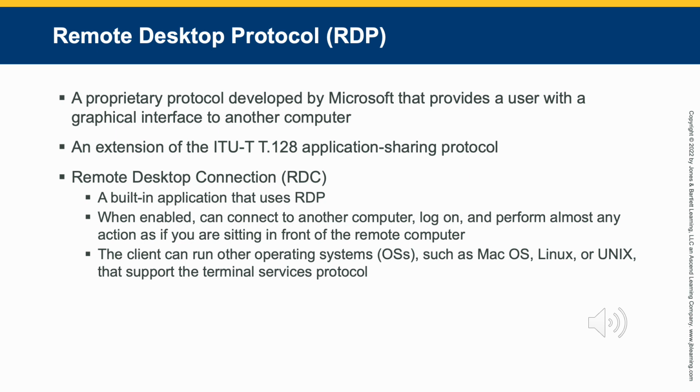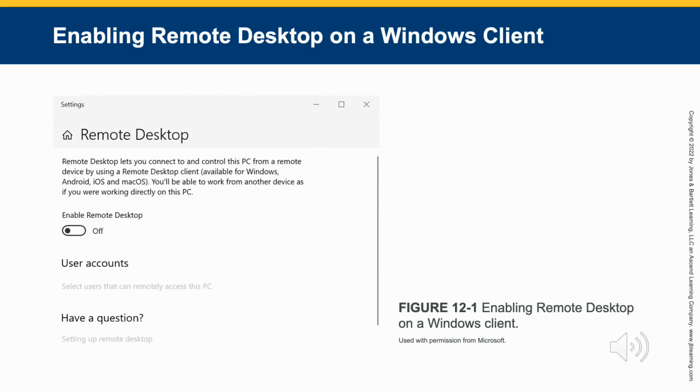When enabled, it can connect to another computer, log on, and perform almost any action as if you're sitting in front of the remote computer. The client can run other operating systems such as Mac OS, Linux, or Unix that support the Terminal Services Protocol. Here's an example of enabling remote desktop on a Windows client.